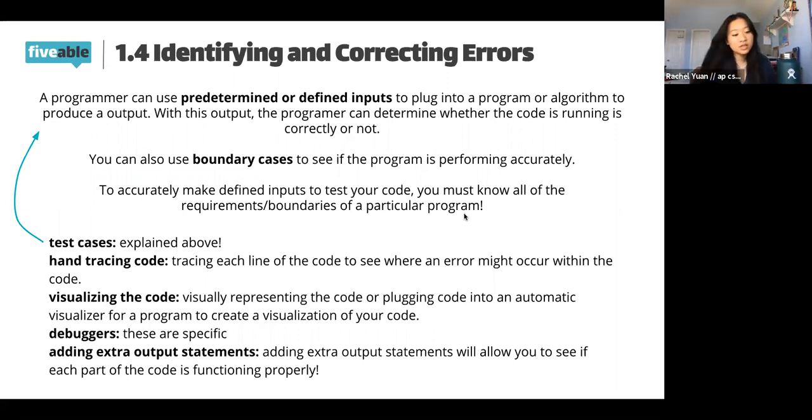Okay, so there's also debuggers and adding extra output statements. For some reason, this sentence did not appear for the debuggers, but debuggers are specific software that find all the bugs in your code and then output them to you so that you can see what's wrong with your code. Those are really helpful, but once again, definitely don't rely on debuggers too much, because sometimes they do miss things, and also sometimes it might be faster if you just hand trace the code yourself.